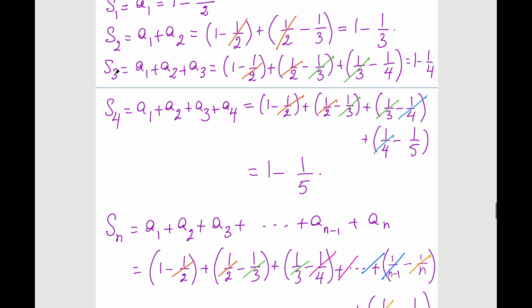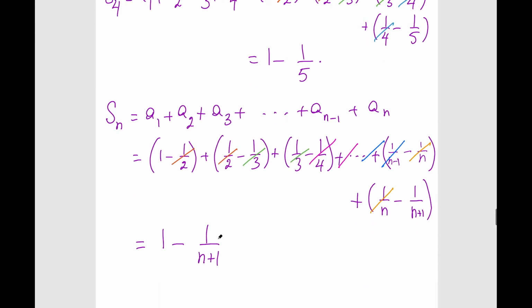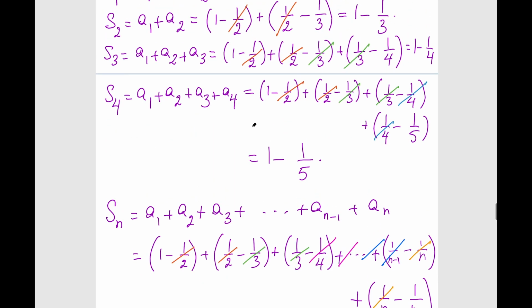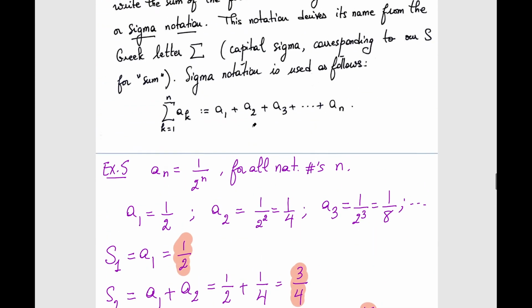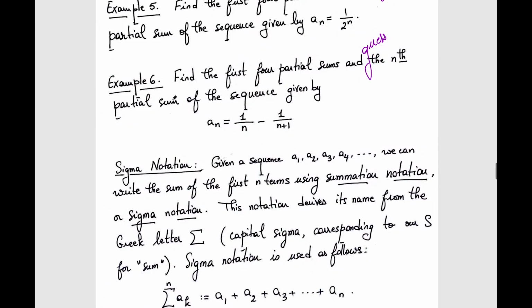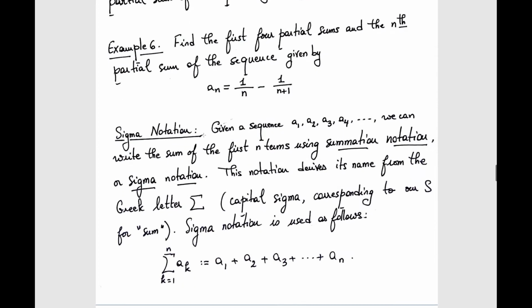4 here is 3 plus 1, correct? And so on and so forth. So this is what the nth partial sum looks like. Okay. So we're done with 6. We made more than a guess in this case, right? All right, so the sigma notation.